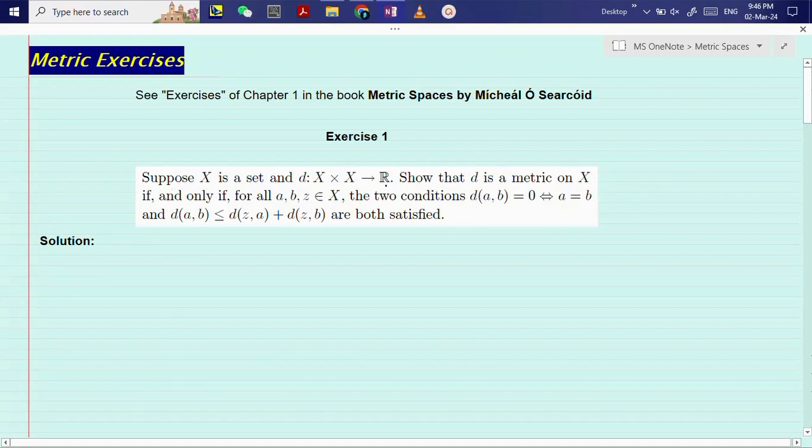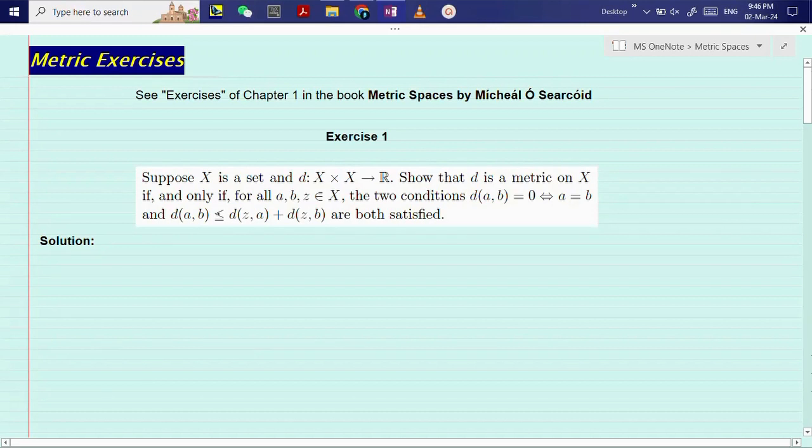R. Here R is the set of real numbers. This is a map, and X cross X is the Cartesian product. Show that D is a metric on X if and only if, for all a, b, z belonging to X, the two conditions D of a, b is equal to 0 if and only if a is equal to b, and the second condition D of a, b is less than or equal to D of z, a plus D of z, b are both satisfied.